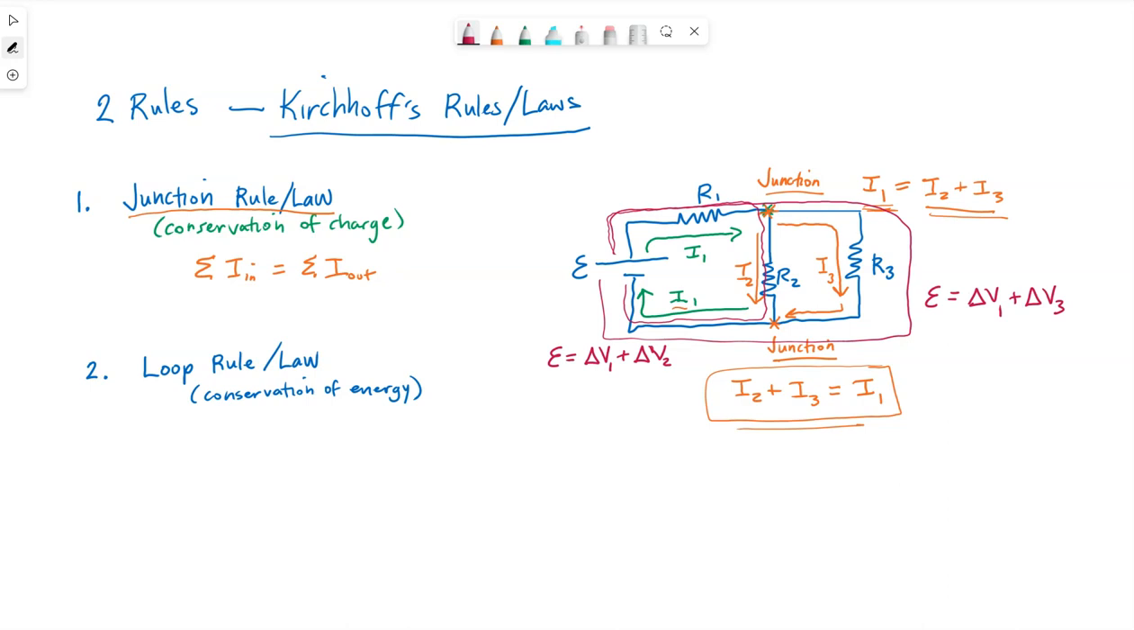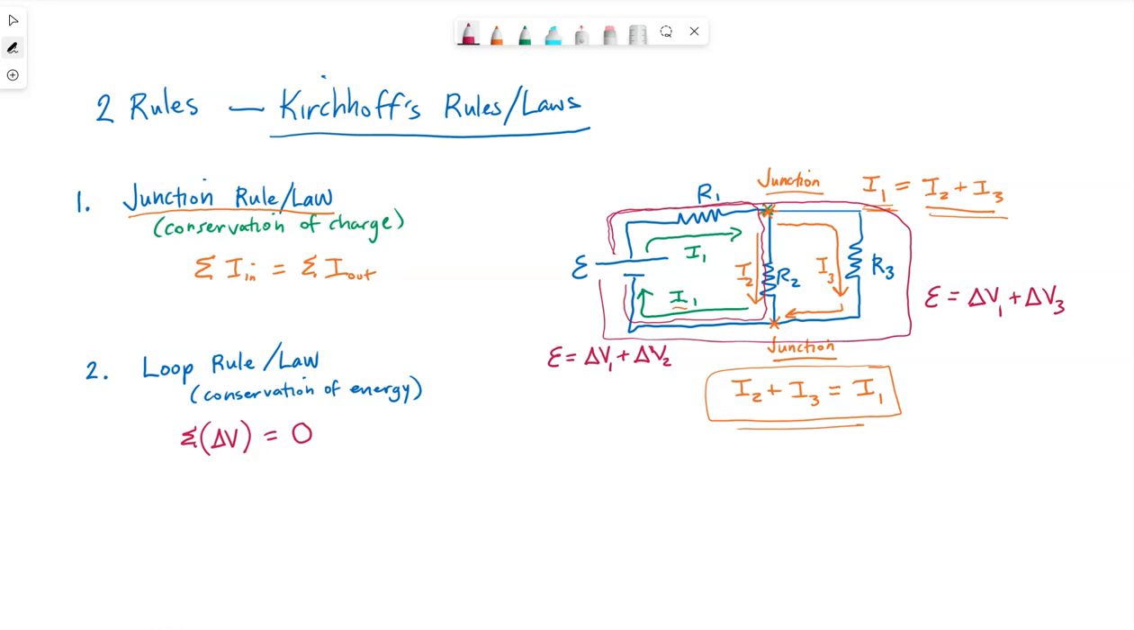Now, when we write this in terms of Kirchhoff's rules, it's written a little bit differently. It says, if we add or sum up all of the potential differences across every single element in a loop, then they need to add up to be 0.